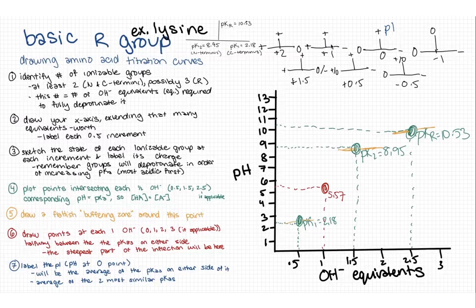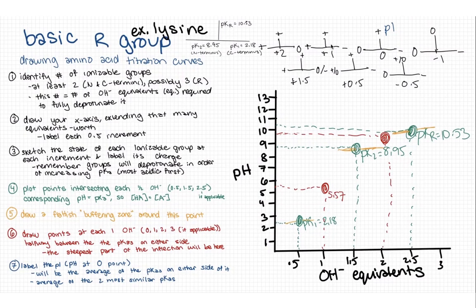Okay, so now let's do the same thing for in between our pK2 and our pKr. 8.95 plus 10.53 divided by 2, we get 9.74. So we can come over to here, draw a dotted line over to our 2 equivalence points. And that would be our 9.74. And in this case, this is our PI.